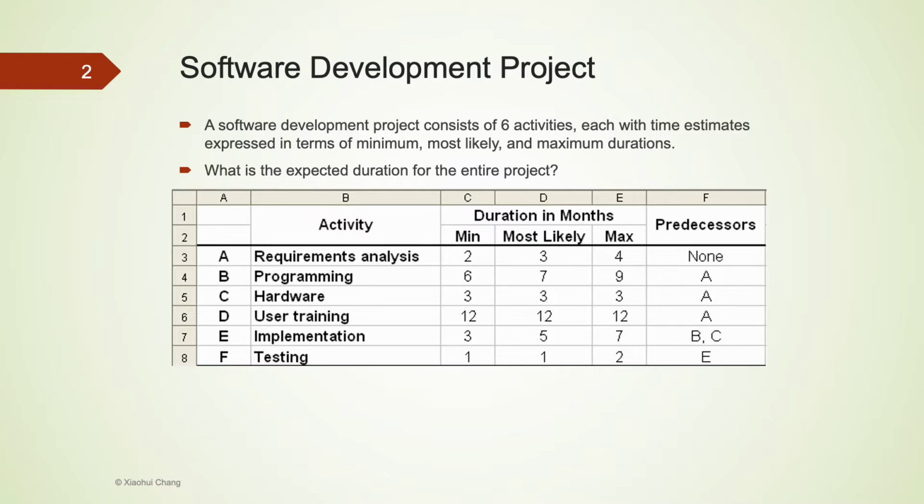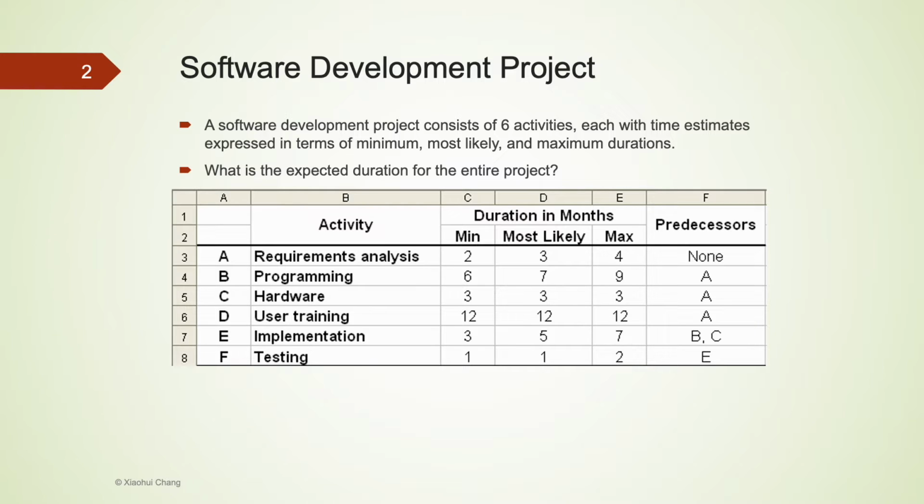For example, for activity E, implementation, in the best case scenario, it would take 3 months, and 7 months in the worst case scenario, but most likely it would take 5 months. The last column F also indicates that activity E has predecessors B and C, which means we can only start working on E after we complete both B and C. This information complicates the simulation.